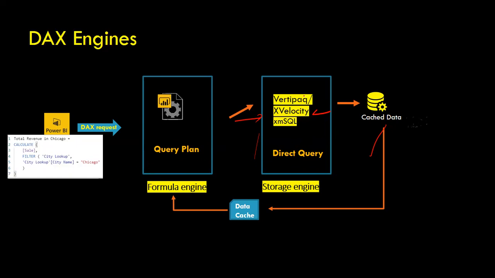Now the question is, what is VertiPaq, or xVelocity? The latest name is xVelocity. It performs three tasks. The first step is to convert tabular data into columnar data. The second step is that it compresses the data. The third step is that it loads the data in memory.